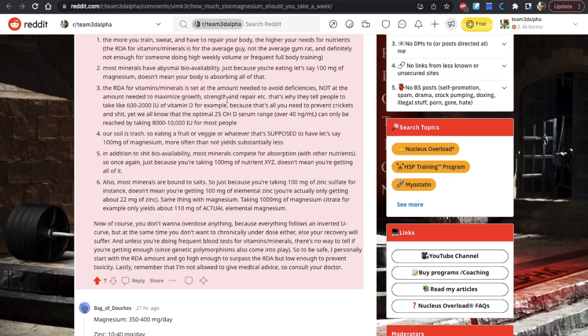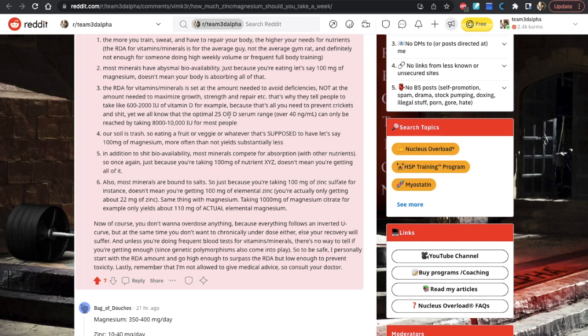It's not based on what you need to have an optimal body for performance, hypertrophy, and strength. That's why they tell people to take 600 to 2,000 IU of vitamin D, for example, because that's all you need to prevent, oh, look at the typo I put, crickets. I mean rickets, guys. That's all you need to prevent rickets, when your legs are all messed up.